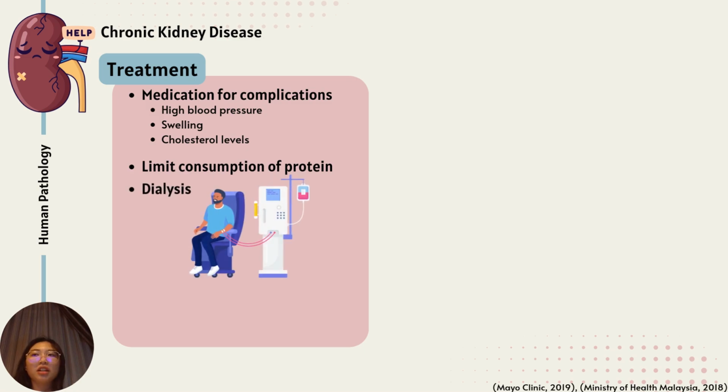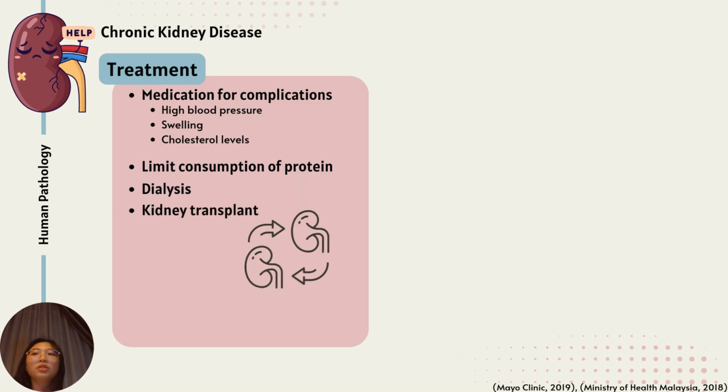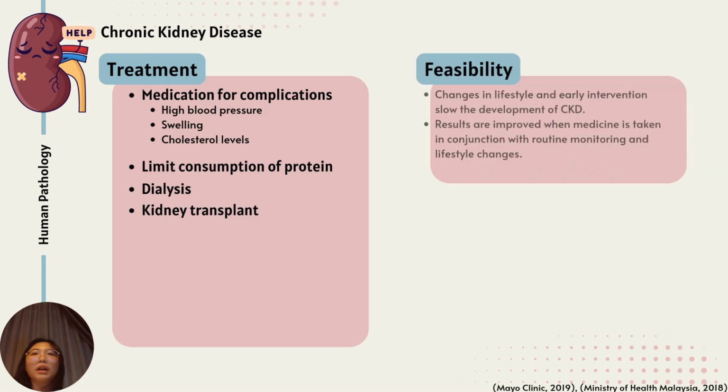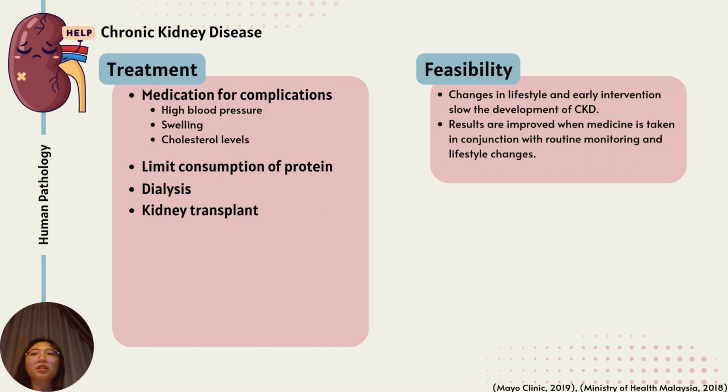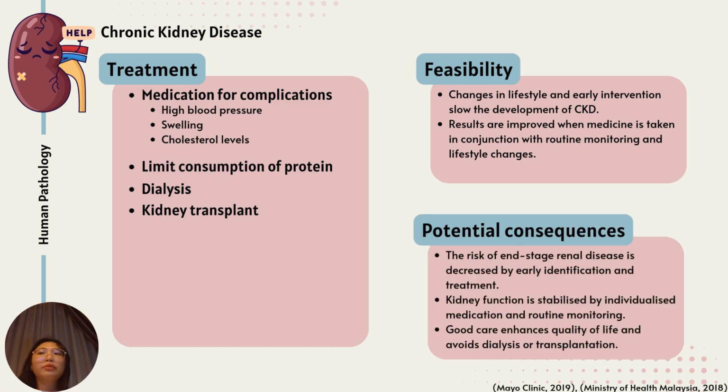When kidneys fail in end-stage chronic kidney disease, dialysis is required to filter out the waste. Kidney transplant may be required, which needs immunosuppressive medicine for the rest of life. By improving outcomes, delaying progression, and stabilizing kidney function, early intervention, lifestyle modification, and routine monitoring lower the need for dialysis or kidney transplant, while improving quality of life.